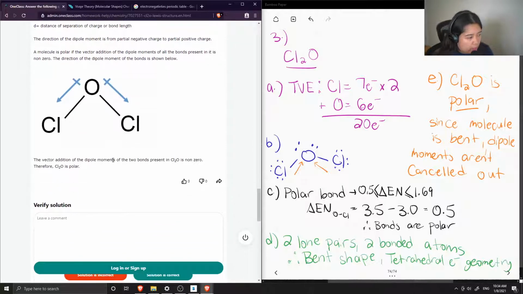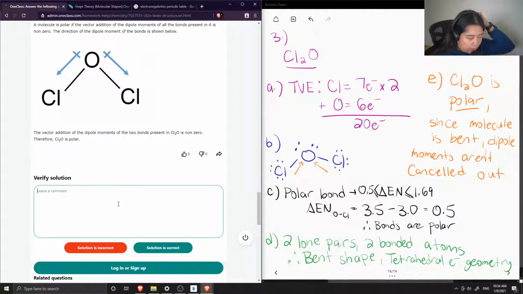Okay, so they said that the molecule is polar, so this solution is correct. I'm going to note that oxygen is more electronegative than chlorine, so the dipole moments will point in the direction of oxygen.